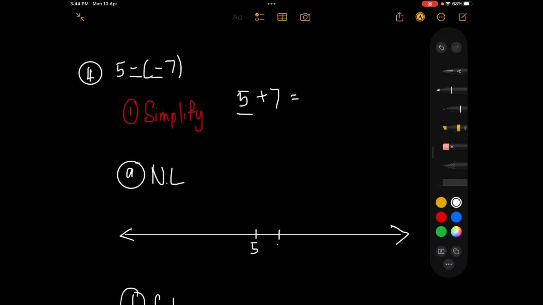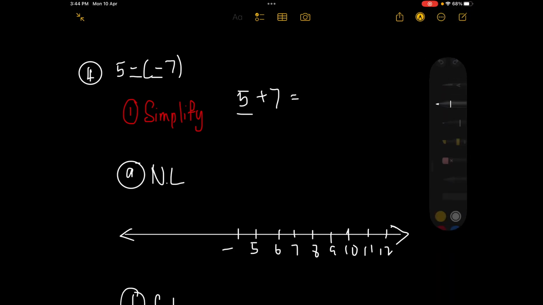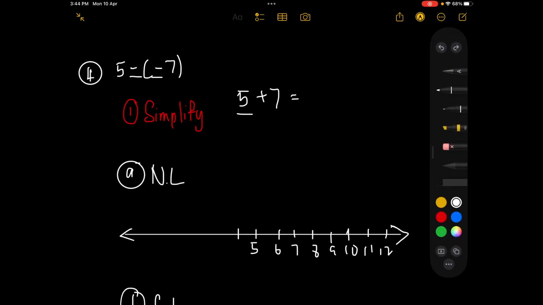Moving to the right, we have 6, 7, 8, 9, 10, 11, and 12. Moving to the left, we have negative 4, pardon me, 4, 3, 2, 1, 0. So we have 5 as a position. Let's mark it down with a cross.